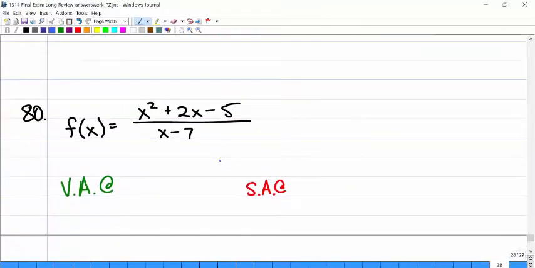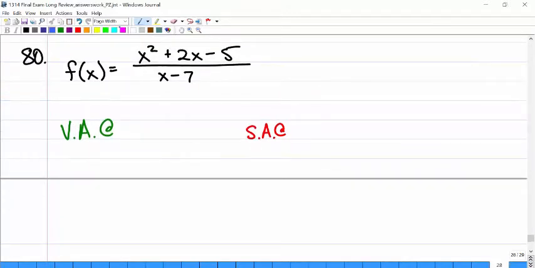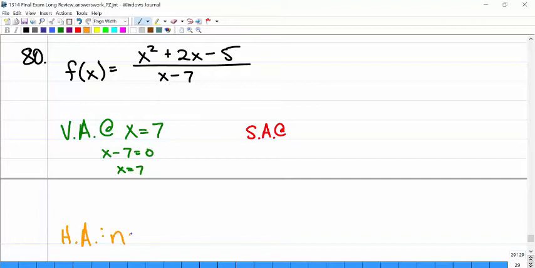Number 80 says to find asymptotes. When the denominator equals 0, I get a vertical asymptote. So x minus 7 equals 0, x equals 7 is a vertical asymptote. Because the degree of the numerator is 2 and the degree of the denominator is 1, the degree of the numerator is bigger, so for horizontal asymptote, there's none.